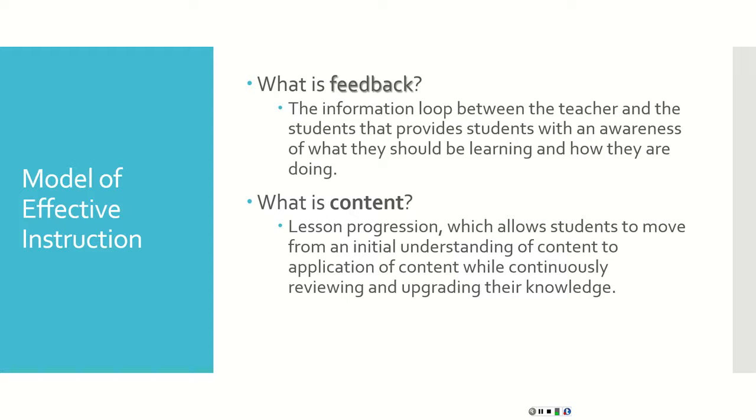So Marzano talks about his model of effective instruction includes three things. Two of the things that we looked at with the elements for our reading this week were feedback and content. And just a refresher that feedback is that information loop occurring between the teacher and the student as the teacher is giving instruction and then assessing them, and then students also becoming aware of what they should be learning and how they're doing. So a constant loop.